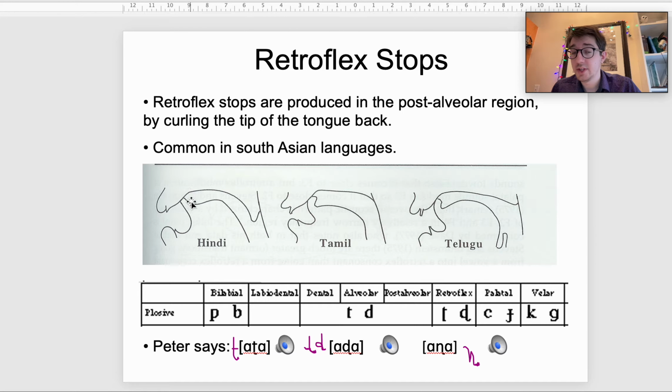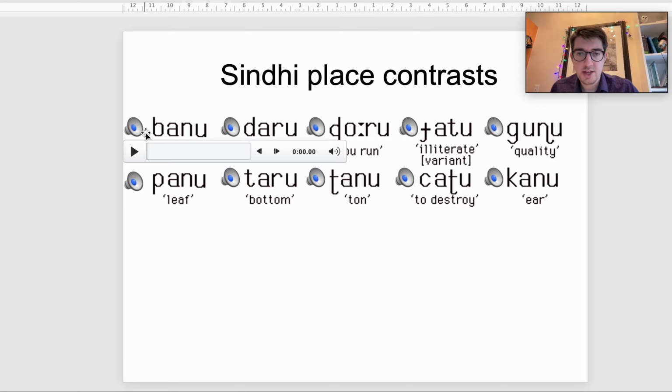Hindi retroflex stops are produced like this, not so much of a curling of the tongue. Tamil curls the tongue even further back, and Telugu, I guess, curls it up and bunches up the tongue. So there are three different ways of producing retroflex stops, three different smaller qualities among these languages. And let's hear how they do this in Sindhi.